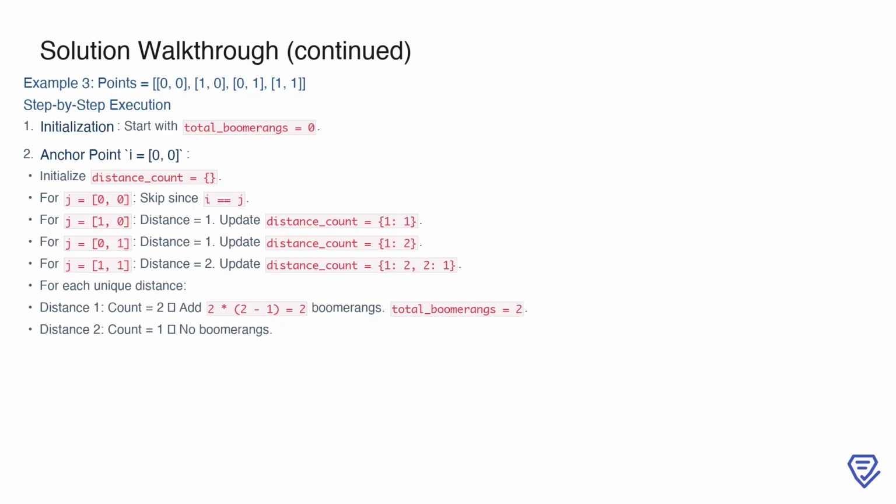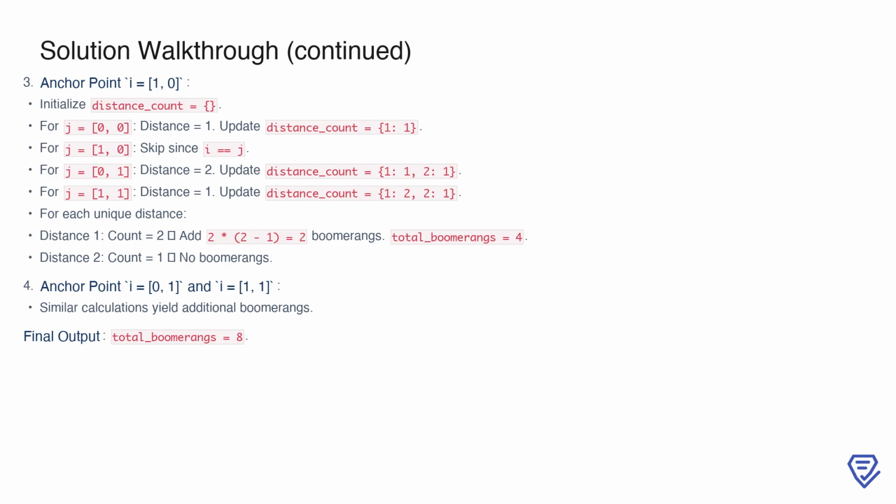For j equals 1, 1, the squared distance is 2, and distance_count becomes {1: 2, 2: 1}. Checking unique distances, for distance 1, the count is 2, so we add 2 * 1 equals 2 boomerangs. For distance 2, the count is 1, so no boomerangs are added. The total so far is 2.